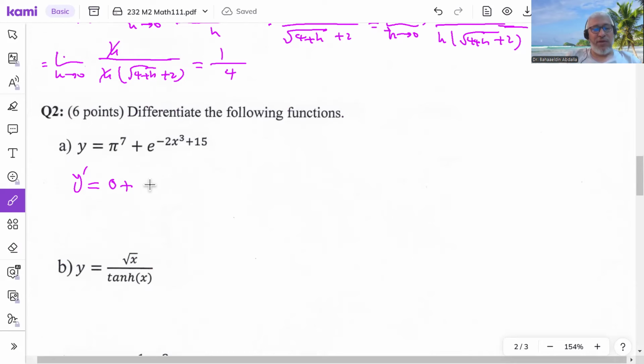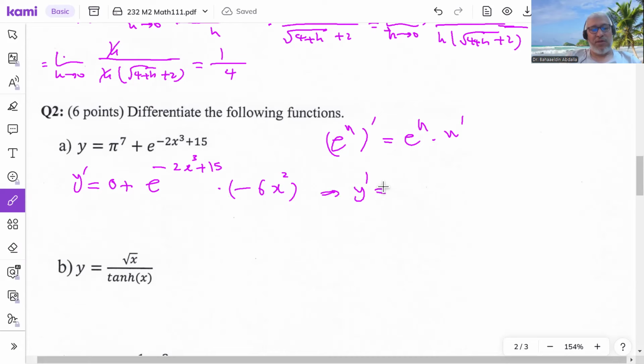And the derivative of e, this is e to the power u. Well, the derivative of e to the power u is e to the power u times u prime by the chain rule. So the derivative would be e to the power negative x cubed plus 15 times the derivative of u, which is the derivative of negative 2x cubed, that's negative 6x squared, and the derivative of 15 is 0.